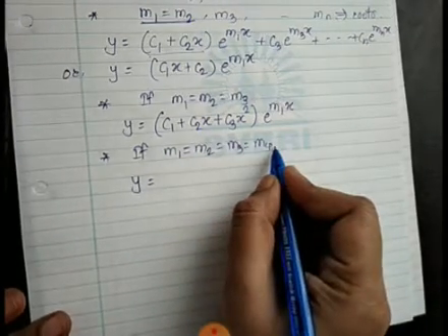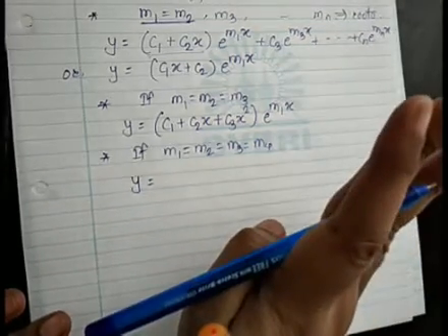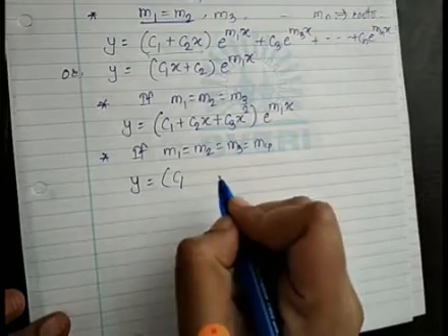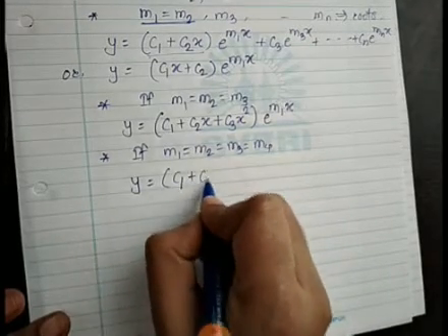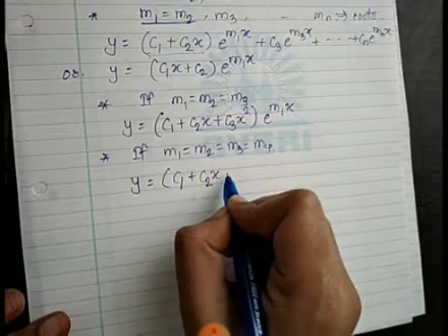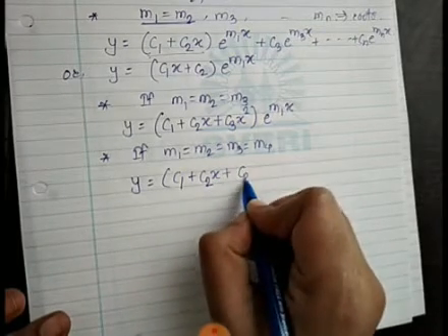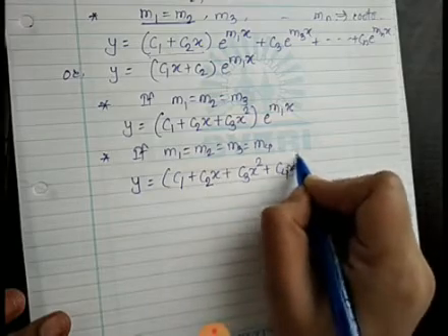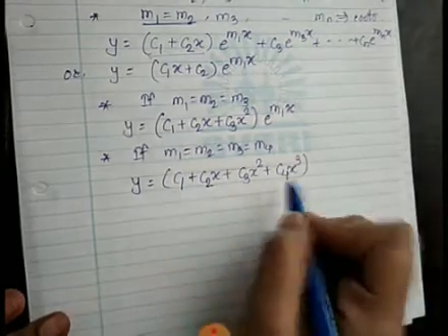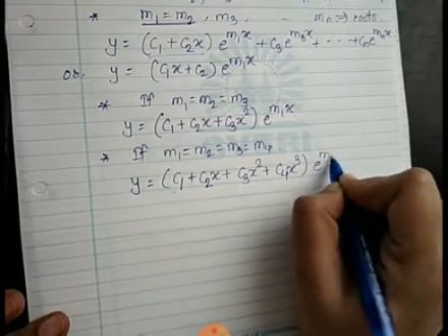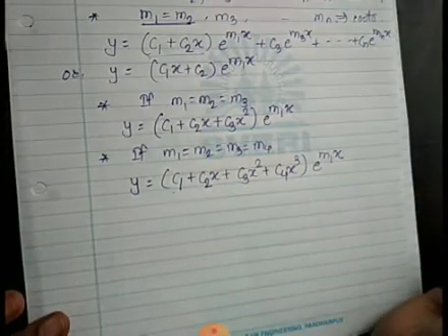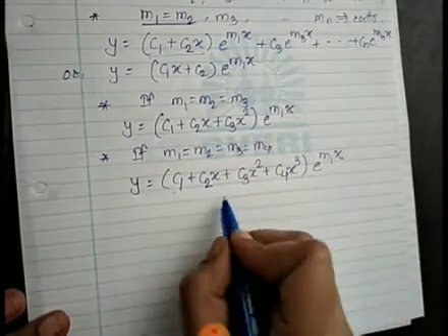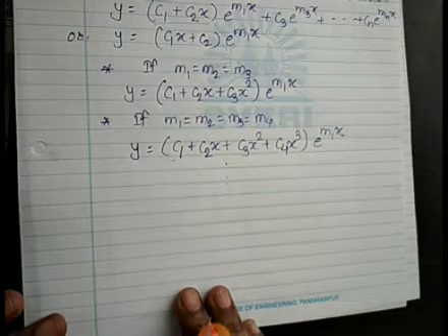As repeating 4 times, there should be 4 constants and the powers will go up to cube. Come on. C1 plus C2x plus C3x square plus C4x cube. 4 constants will get collected into e raised to m1, m2, m3, m4, all are same, with that x, e raised to mx. Okay, and so on. You can collect any number of times.